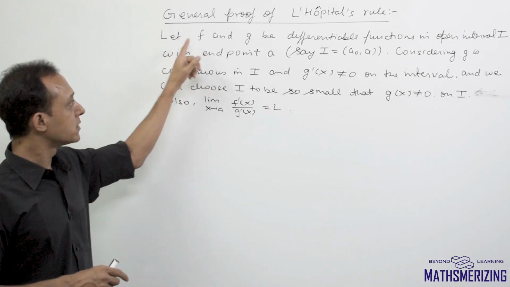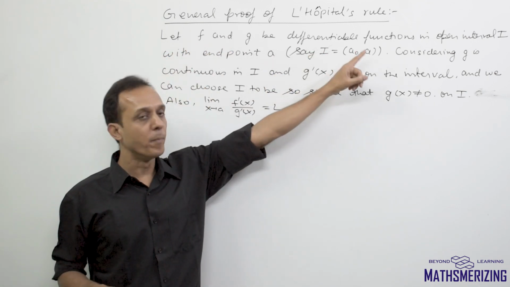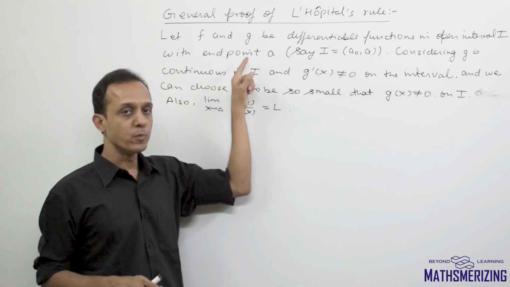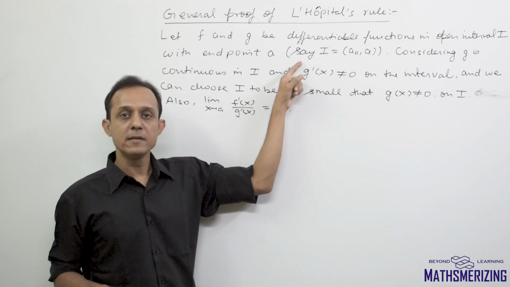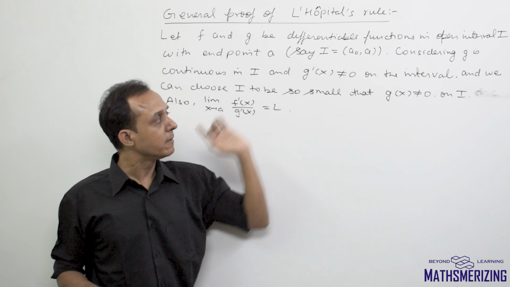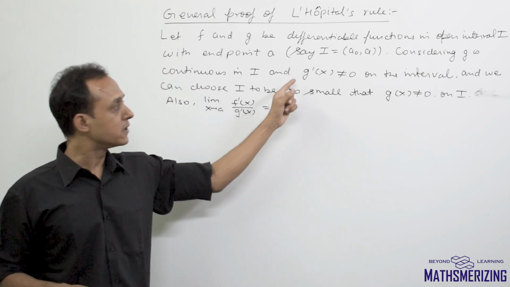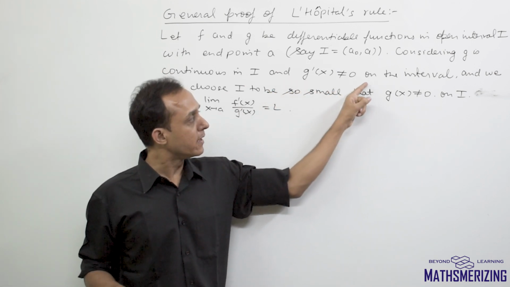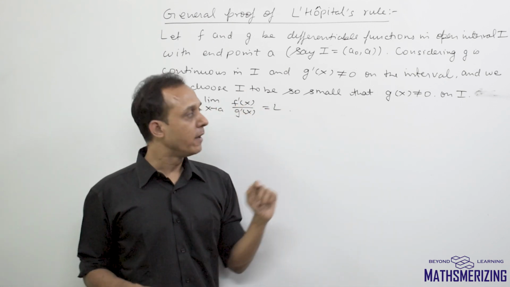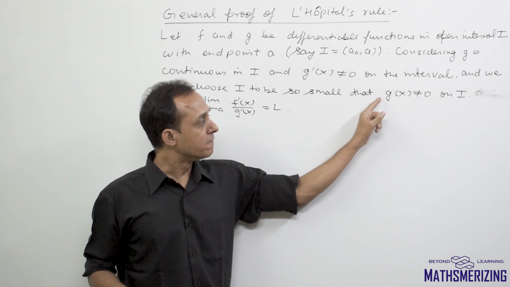So now there are two functions f and g. They are differentiable in the open interval I, for which we have taken this endpoint a, for which we want to calculate this limit. So we'll say, suppose I is this interval a0 to a, which is an open interval, and then another condition, which is g dash x is unequal to 0 in this interval.